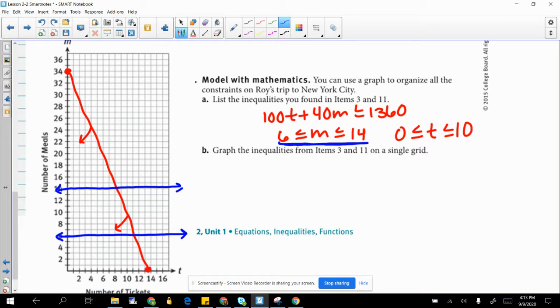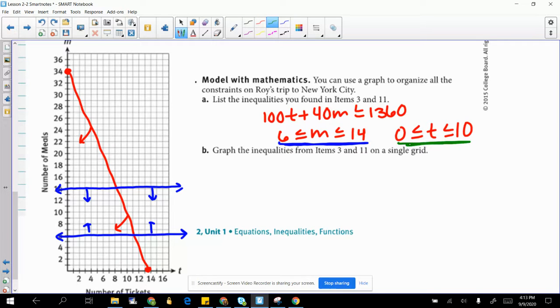Okay. And now I know you could test a point here to see where to shade, but we can also just say, okay, well, M has to fall between 6 and 14. So we should shade between these two lines that we just drew. And again, I'm just doing arrows for right now because eventually we're going to see where this combined or overlapped shaded region is.